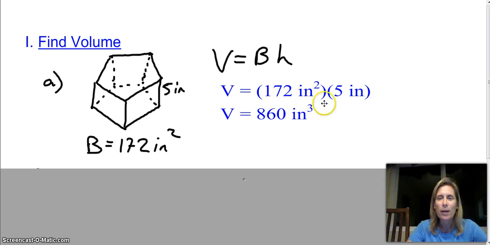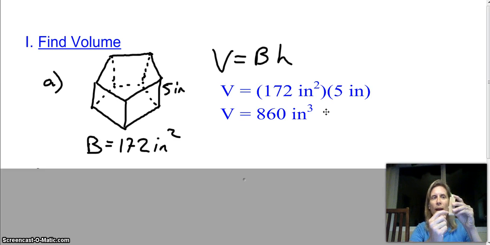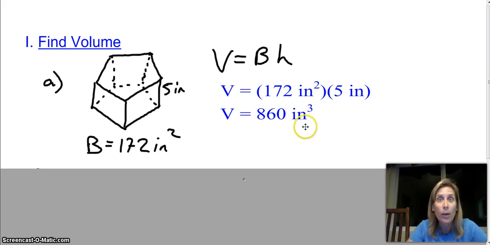Notice with volume, we have 3 dimensions. So we have the base area, which is 2 dimensions itself, and then we have the distance between the bases. That's another dimension, 3D. So it's a 3D figure. And our units, as you see here, inches, are going to be cubed to show that 3 dimension.